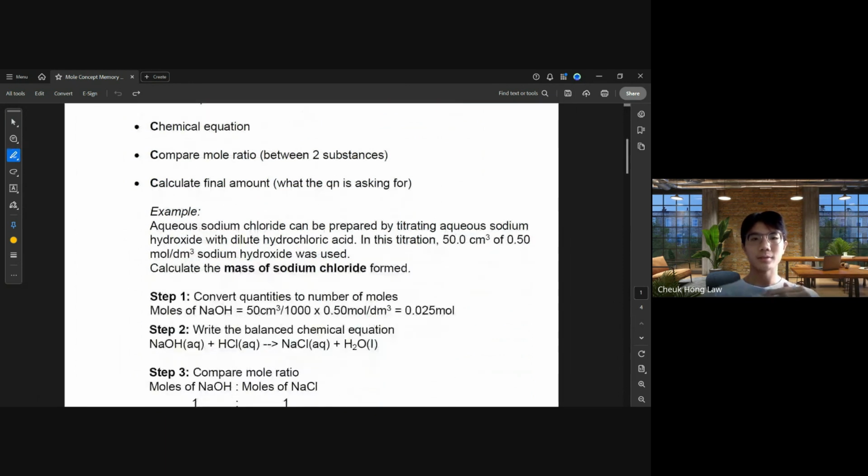So let's look at this example here. Aqueous sodium chloride can be prepared by titrating aqueous sodium hydroxide with dilute hydrochloric acid. In this titration, 50 cm³ of 0.50 mol per dm³ sodium hydroxide was used. Calculate the mass of sodium chloride formed.